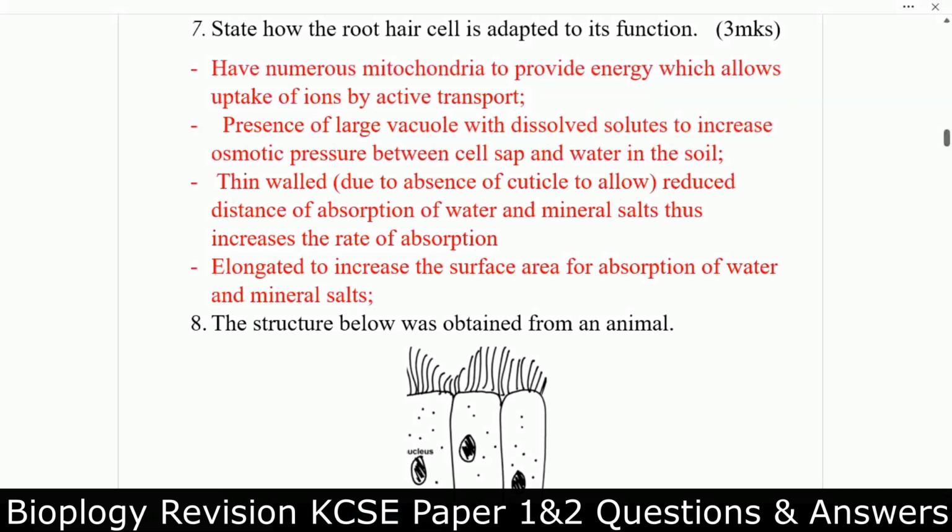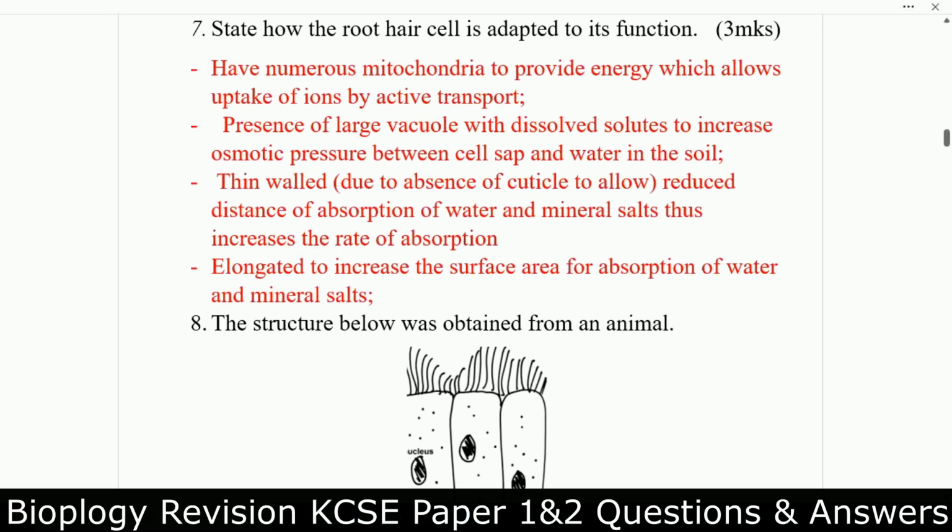Question number 7. You're told, state how the root hair cell is adapted to its function. 3 marks. This one is also a very common question, even in KCSE. It has been repeated so many times. State how the root hair cells are adapted to its function. They can give you 5 marks. This time they have given you 3 marks. Some other times they can give you even 8 marks.